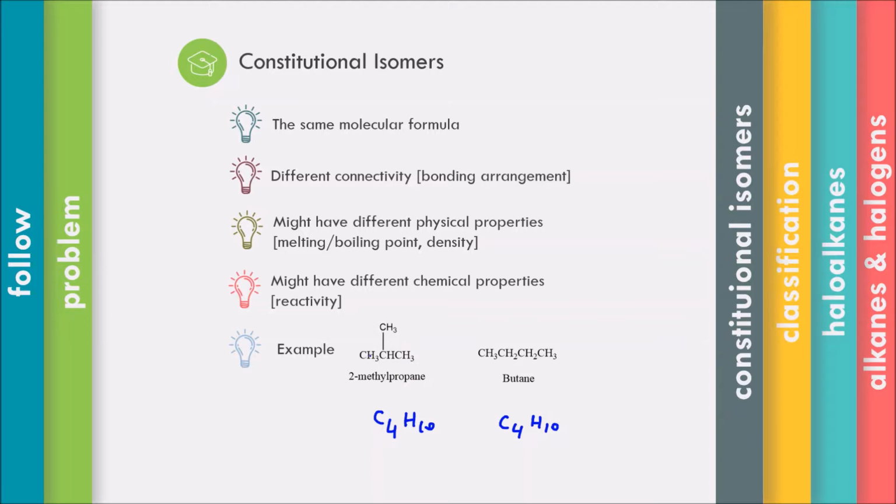2-methylpropane. This is the name of this molecule because, first of all, 3 carbons across. "An" means all single bonds. "E" means hydrocarbon, which is hydrogen and carbon only. And on the second carbon, there is a methyl group. This other one is butane. "But" means 4 carbons. "An" means all single bonds. And "e" means hydrocarbon.